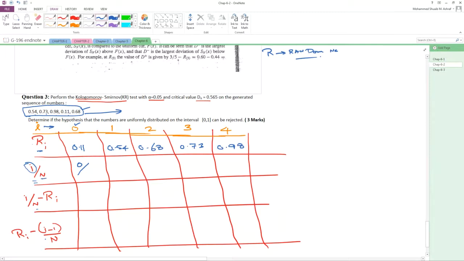Divided by n. n means how many numbers are in the question. One, two, three, four, five. So n is 5. Now tell me here, what is the value of I? 1. 1 divided by 5.